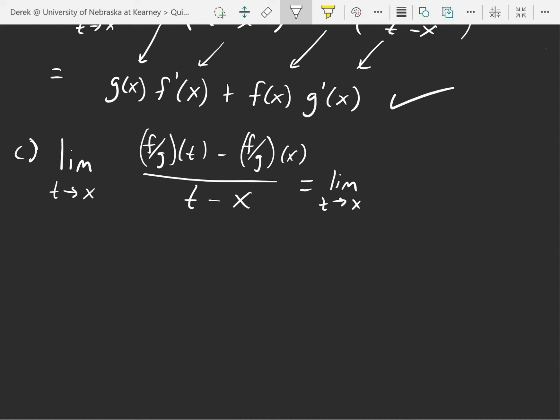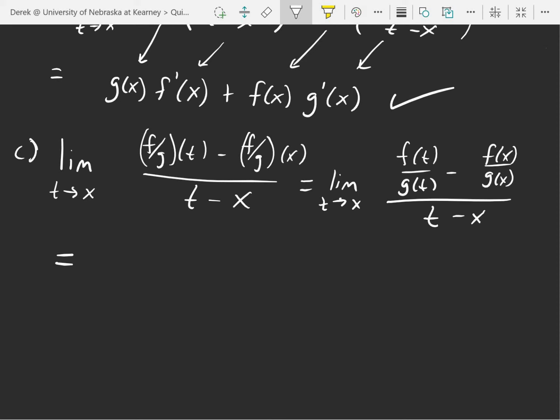T goes to x. I've got f of t over g of t minus f of x over g of x, divided by t minus x. Okay, so this is a big sort of rational mess of stuff. I'm going to clear the denominator and the numerator by multiplying both the top and the bottom by g of t, g of x.